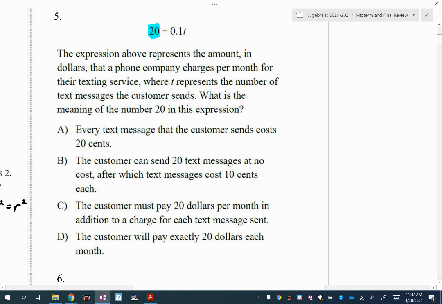So when t is 0, so if I send 0 text messages, I still owe $20. So I'm looking for something in my answer choices that says no matter how many text messages I send, I still have to pay $20. So C makes sense. The customer must pay $20 per month in addition to a charge for each text message sent.